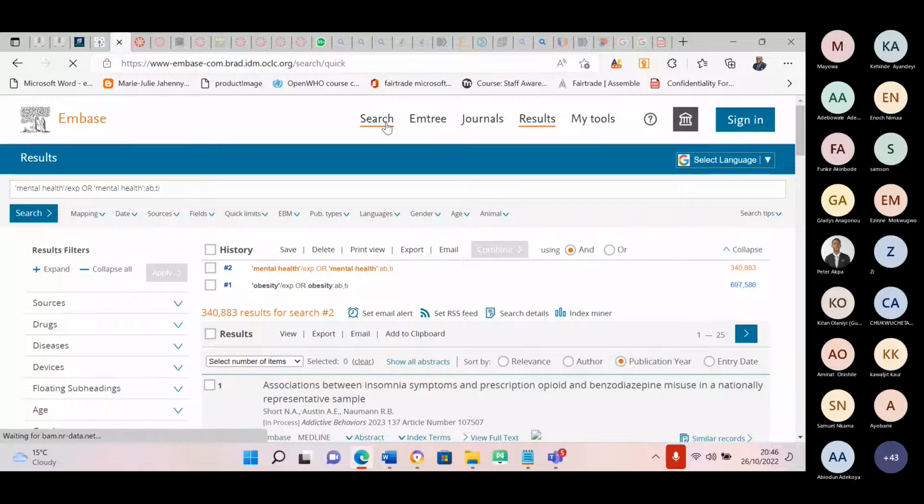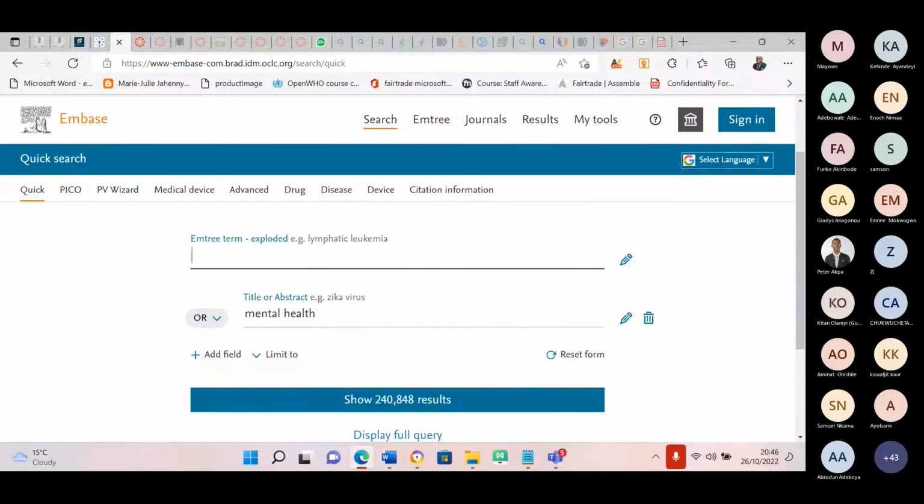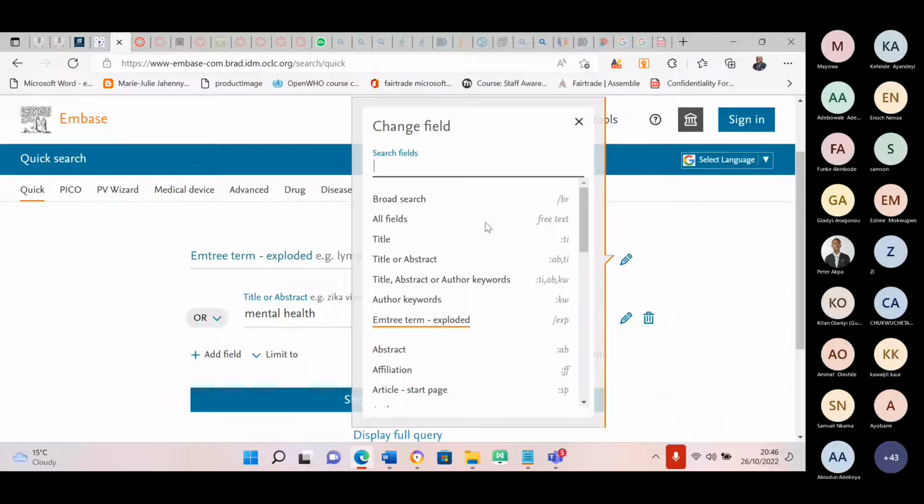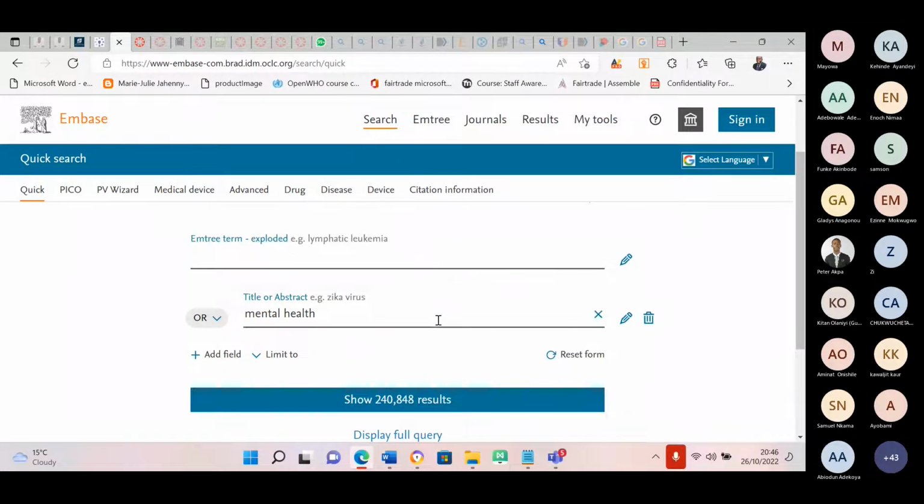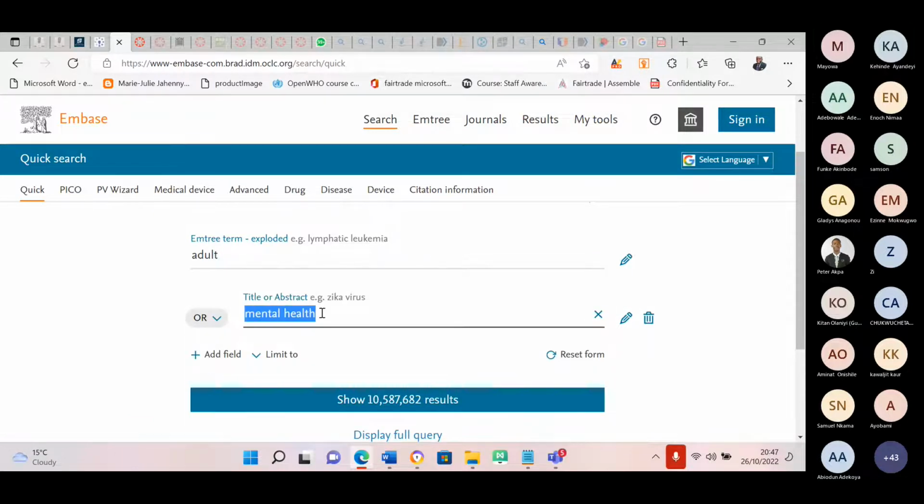So let me click on it again. Click on search again. Okay, so make sure that this is exploded. Click on this small one, click on this one, exploded. Now I want to look at, let's say, children, or let me say adults. We now bring out adults, mothers. Adults here. Okay, then I have adults.